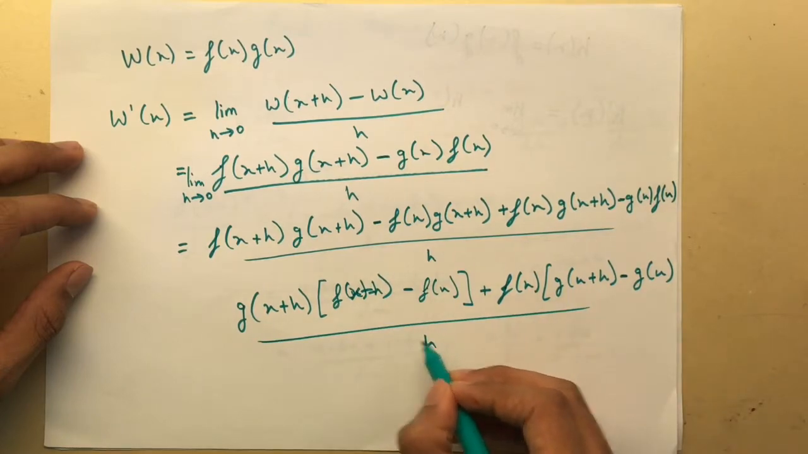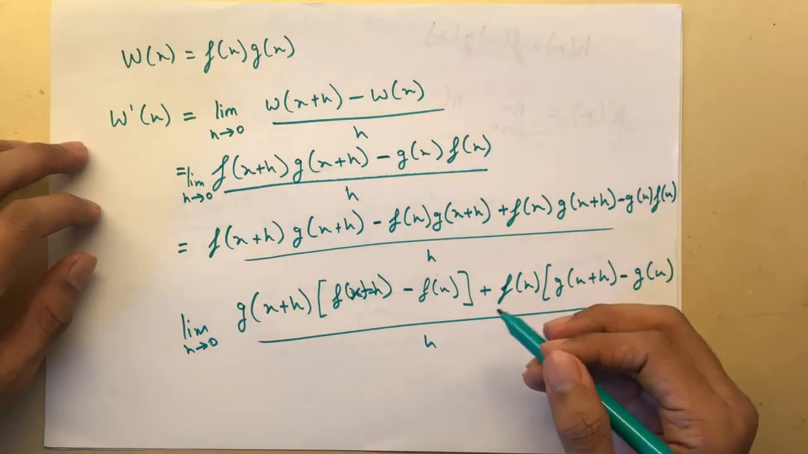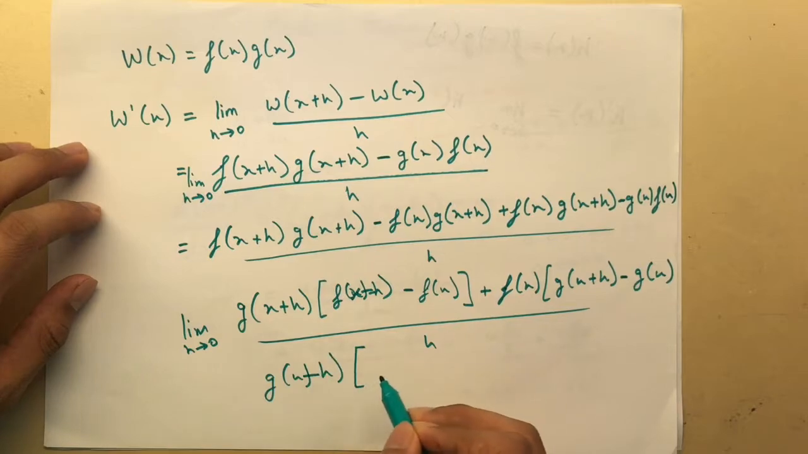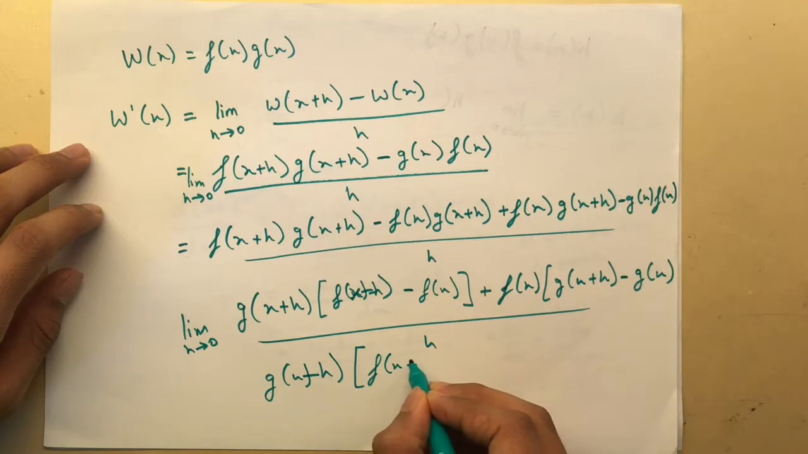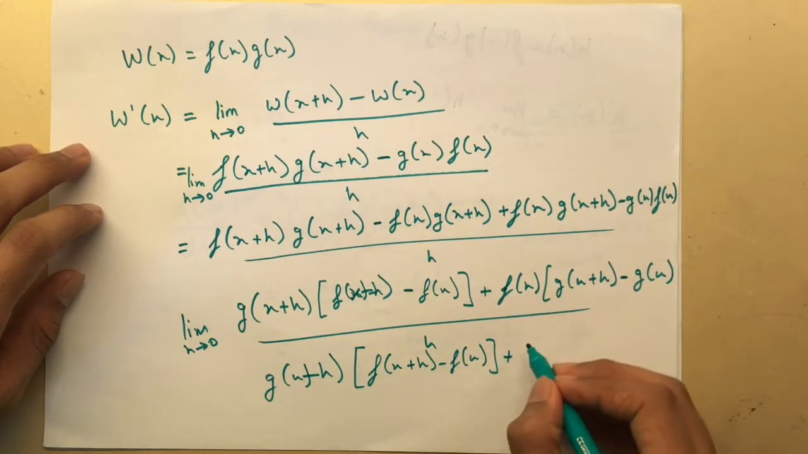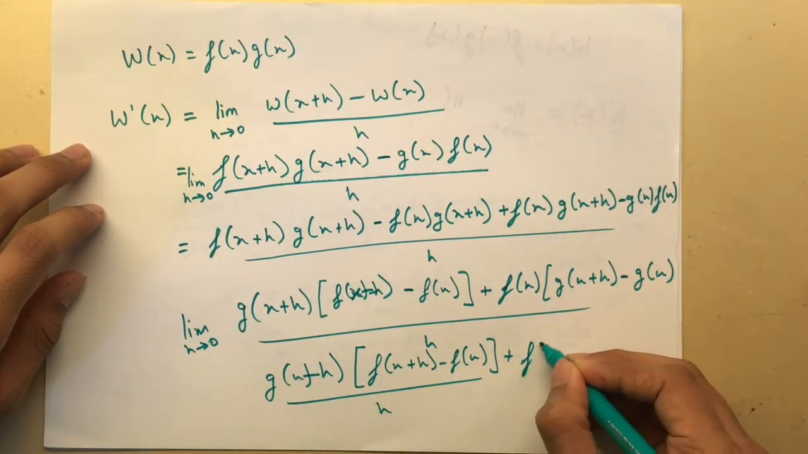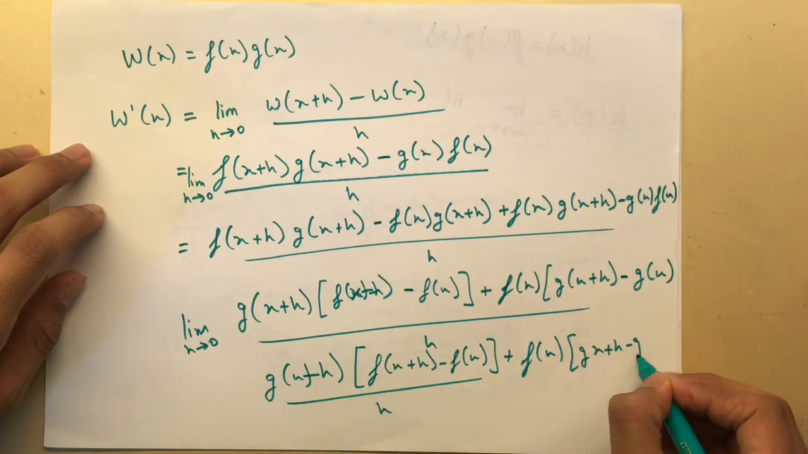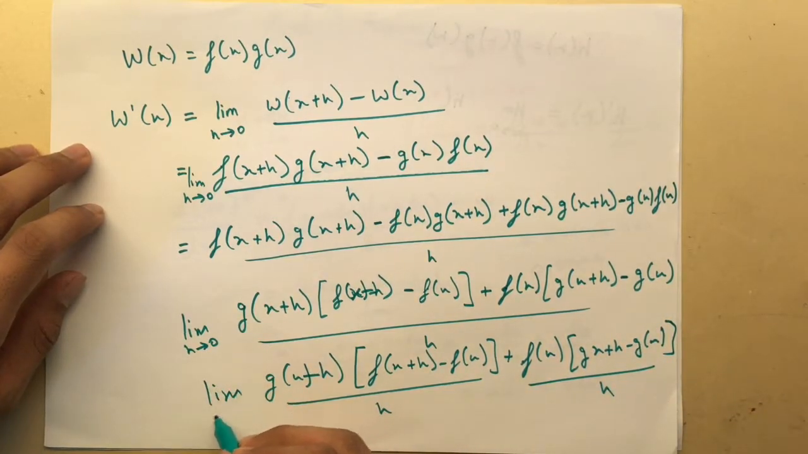The whole thing upon h as h tends to 0. And if you notice, we can always just write it as g of x plus h times f of x plus h minus f of x, the whole thing upon h. And we can always just write this as f of x times g of x plus h minus g of x, the whole thing upon h, as h tends to 0.